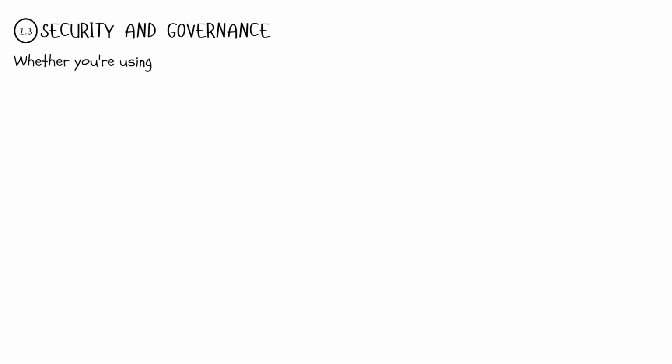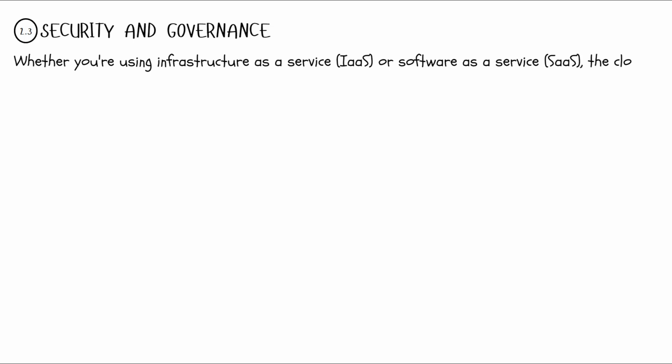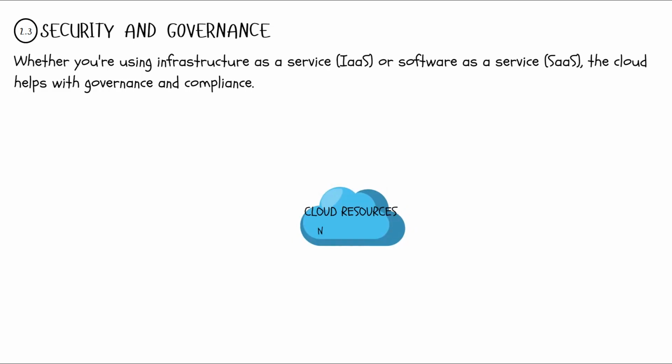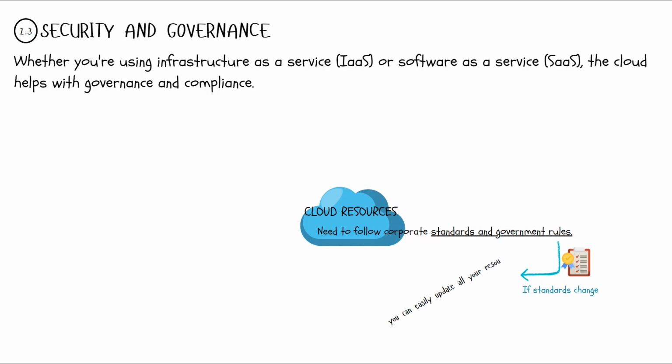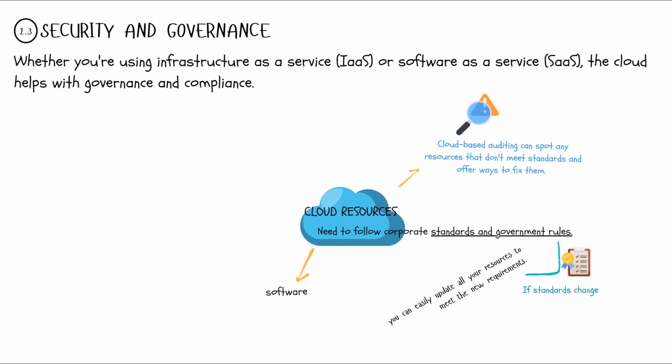Whether you're using infrastructure as a service or software as a service, the cloud helps with governance and compliance. Templates ensure that your resources follow corporate standards and government rules. If standards change, you can easily update all your resources to meet the new requirements. Cloud-based auditing can spot any resources that don't meet standards and offer ways to fix them. Depending on how you set things up, software patches and updates might be applied automatically, which helps with governance and security.